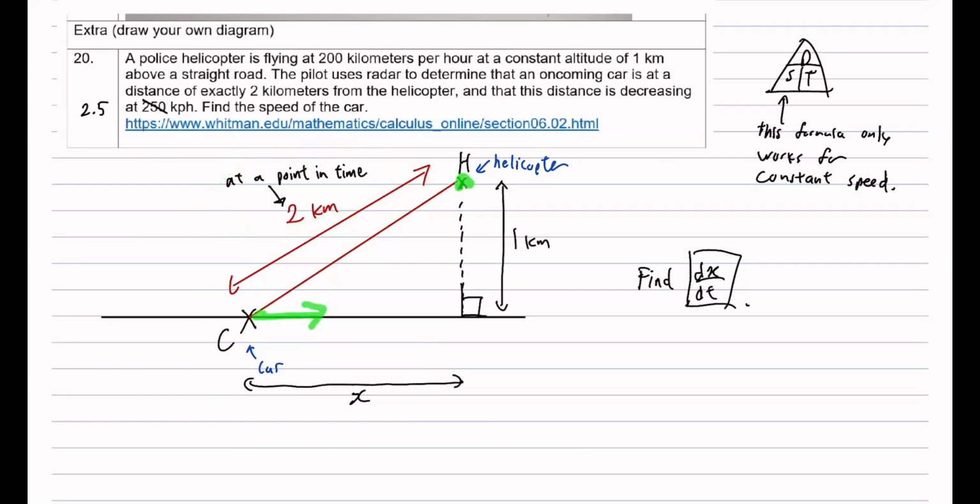Then the helicopter, let me read the question carefully. Flying at 200 kilometers per hour at a constant altitude above a straight road. So maybe it's traveling this way. Does it make sense? Because you must maintain a 1 km constant altitude. Then you end up with a distance like this.